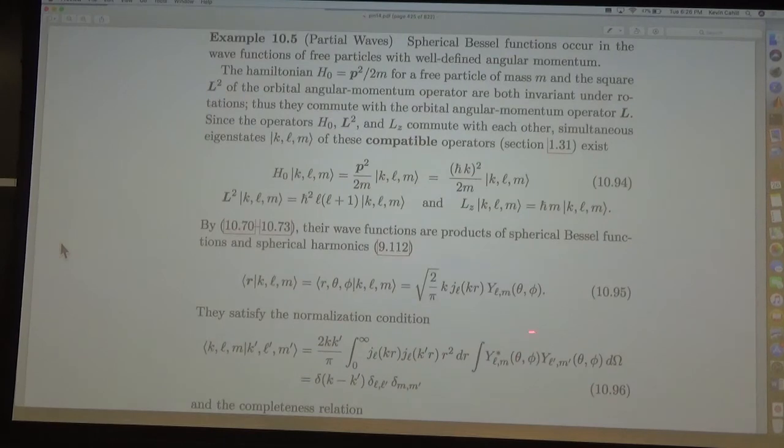Well, there's an orthonormality relation here, and so that gives you delta LL prime, delta MM prime, because the spherical harmonics are orthonormal. And then these j_l's are also orthonormal. I wrote that down on a previous slide. So this inner product is delta of momentum and then deltas of angular momentum.